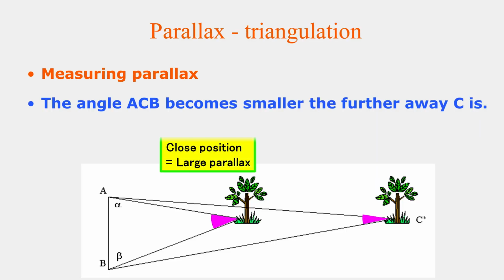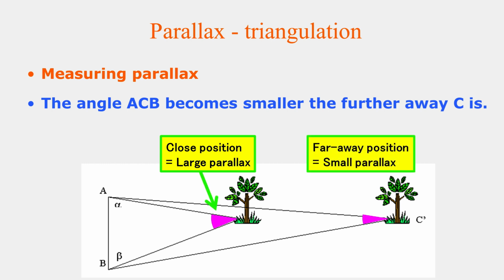Parallax triangulation. Measuring parallax, the angle ACB becomes smaller the farther away C is. Close position equals large parallax, far away position equals small parallax. So if you see large parallax, it means the star is close to you. If you observe small parallax, it means the star is far away from your position.